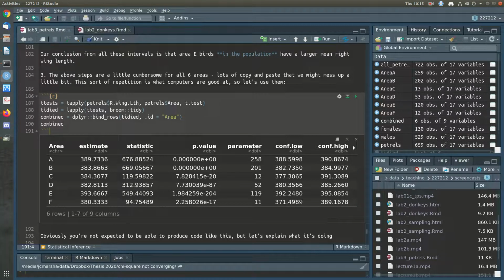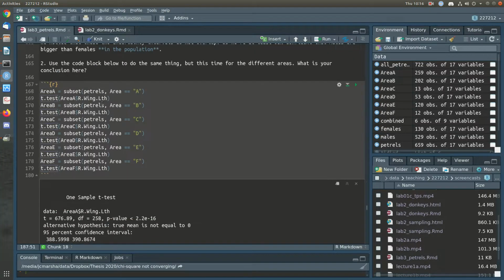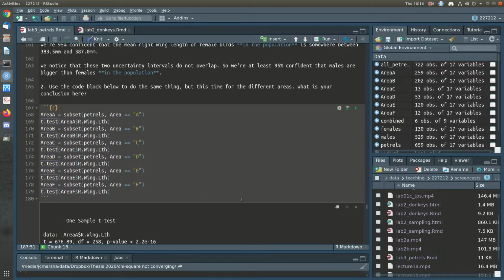Just a note about how this code works: you're not expected to be able to write this yourself. Feel free to copy and paste it if you want to reuse it. But just to quickly go through what's happening, the tapply function takes a variable here, the right wing length, and breaks it up into the different areas. So essentially it does the subsetting for us automatically, and on each of those subsets it's running a t-test. Essentially that's doing the code that we just did 6 times in that one line.